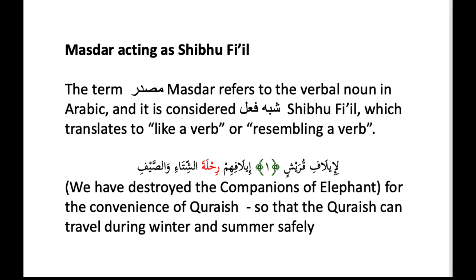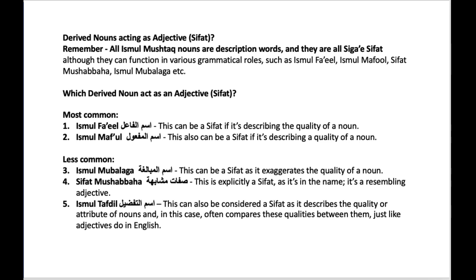For example, Li Ilafi Quraysh. Here, Ilafi of Ilafihim Rihlata, although it's a masdar, but playing the role of shibu fa'il for the maful rihlata, derived noun acting as adjective or sifat. Remember, all ismul mushtaq nouns are descriptive words, and they are all known as sigaya sifat.